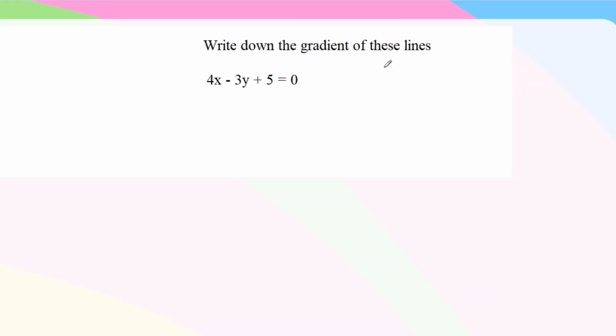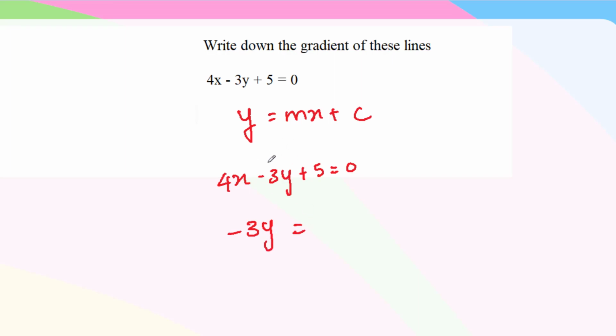Suppose the equation is like this, 4x minus 3y plus 5 equal to 0. Here also we should go with y equal to mx plus c. But now you just see whether it is in that form. No. So you have to rearrange such that you have y as the subject. So 4x minus 3y plus 5 equal to 0. I am going to make y the subject. So minus 3y equal to, leaving this minus 3y, I am taking everything to the other side. So it will become minus 4x minus 5.